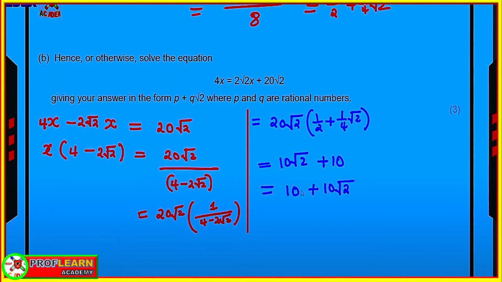Yes, so basically that's what we're going to get. Remember, we were told to give the answer in the form p plus q root 2, and you can see our p is 10 and our q is also 10 there.